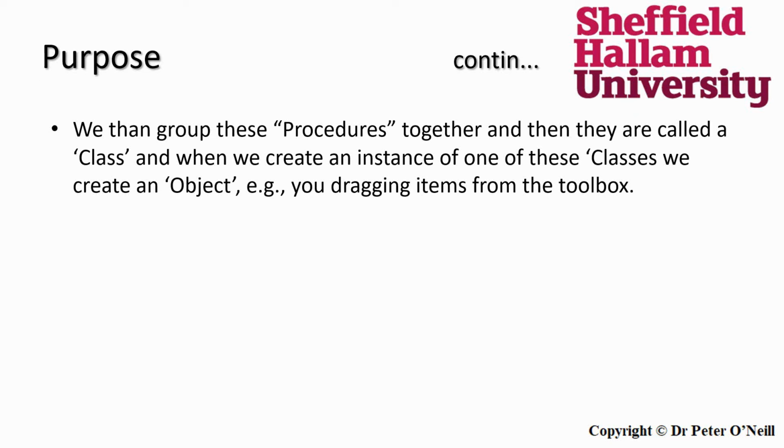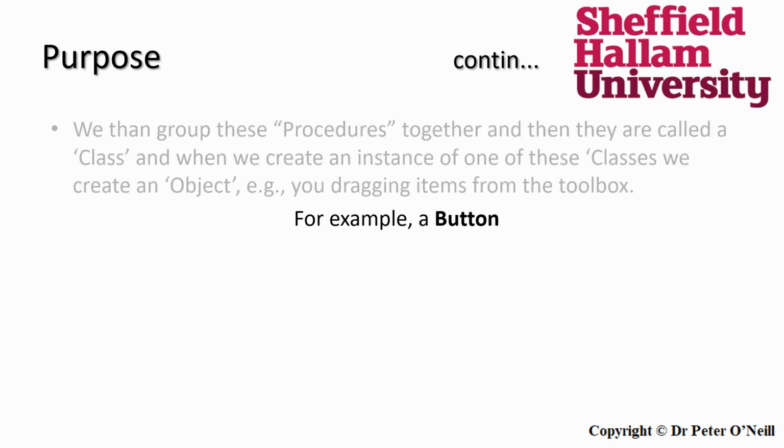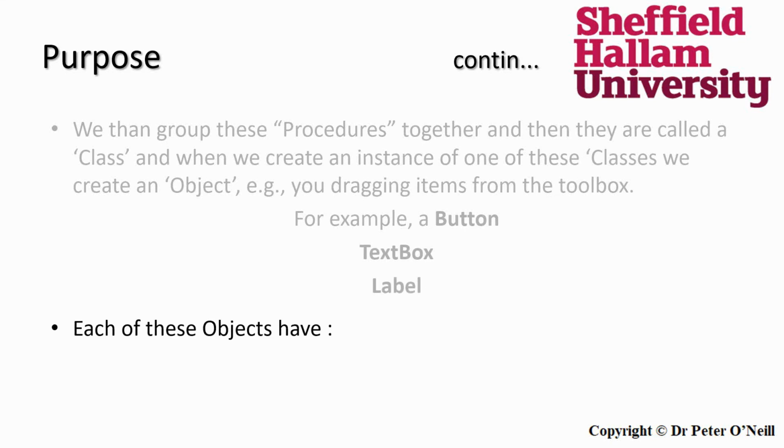We then group these bits together, as I say, procedures, and they then are grouped together in what we call a class. And when we create an instance of that class, this is called an object. You drag items from the toolbox, for example, a button, a text box, a label, and so on. Each of these have objects, or can become objects.